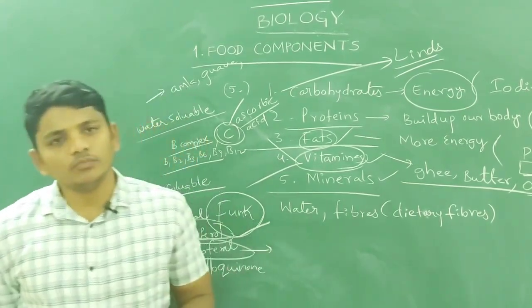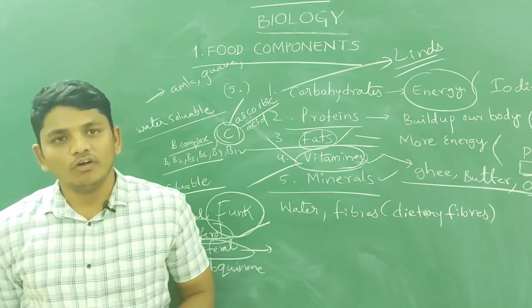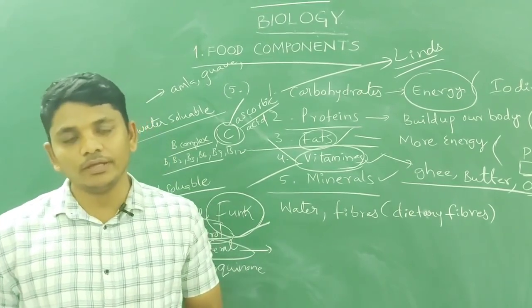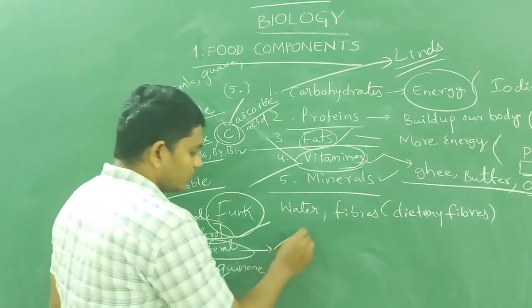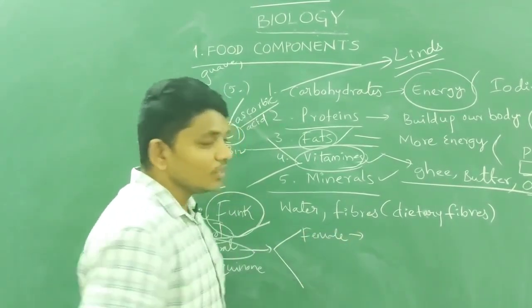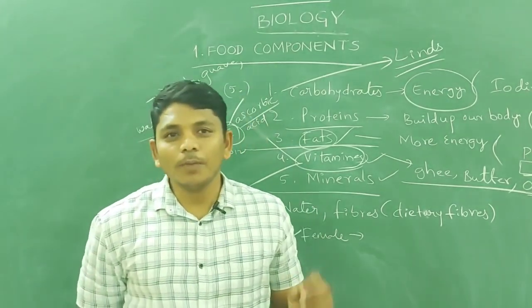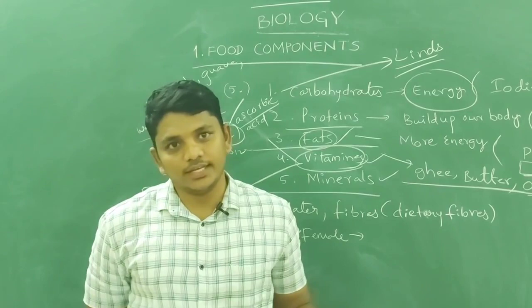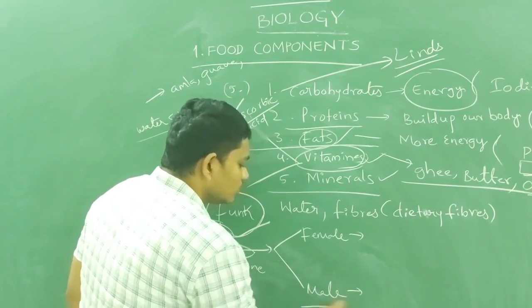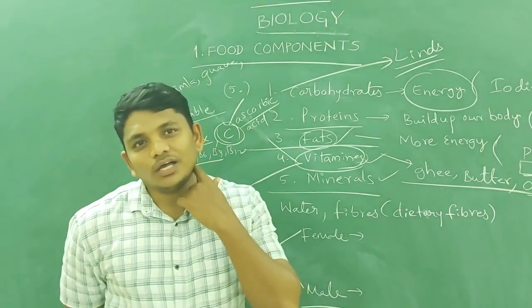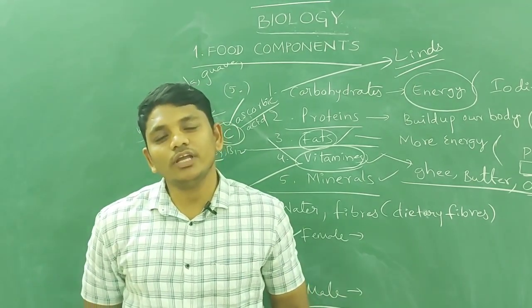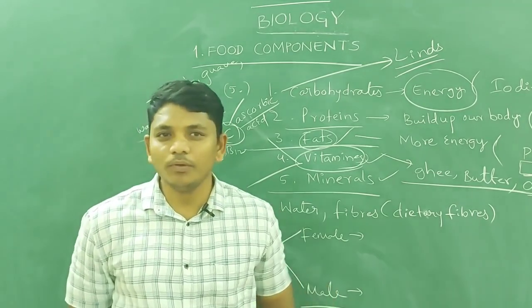And E vitamin or tocopherol is widely available in oils. If the deficiency of tocopherol occurs in human beings, then two types of problems may occur. In females, they have some problems regarding their menstrual cycle. And if we talk about males, there is not the required quantity of testosterone hormone in the male body.